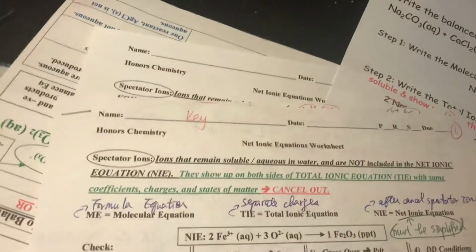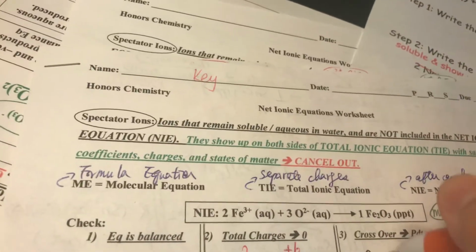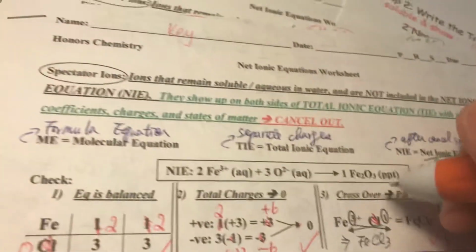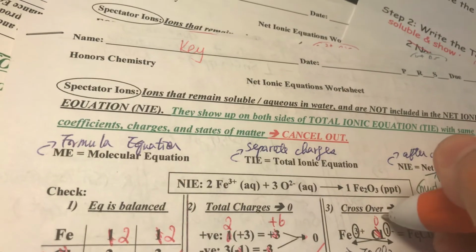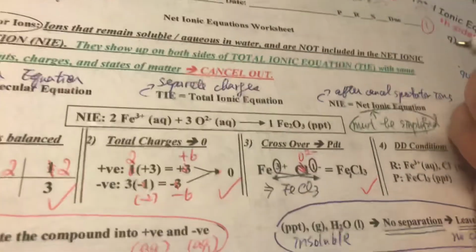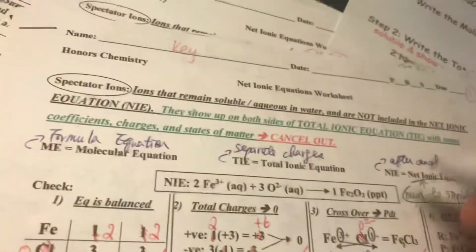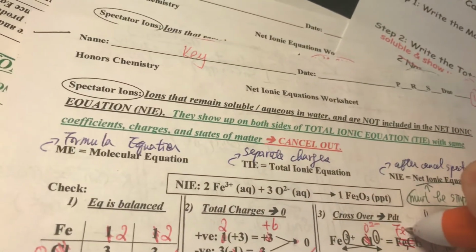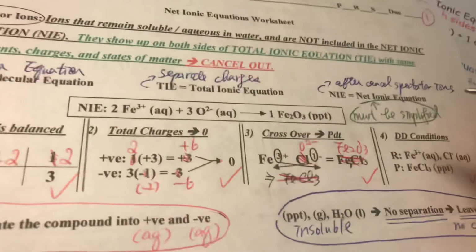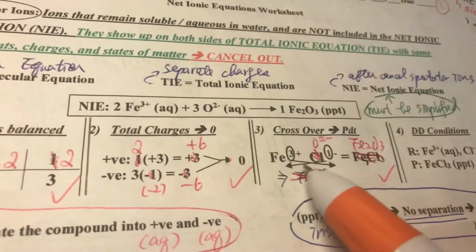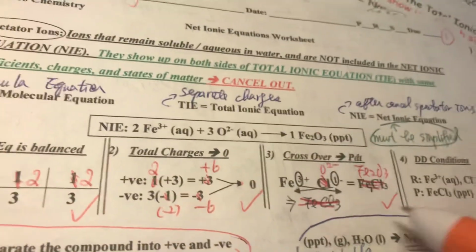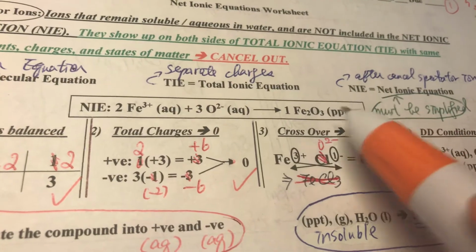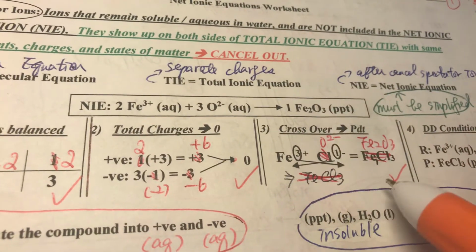So again, I have to fix this. I mean, the worksheet you get should be correct. So I got O2 minus here, right? So Fe3 plus and O2 minus, after I cross over, I get Fe2O3, which is the compound that I got, which is correct.